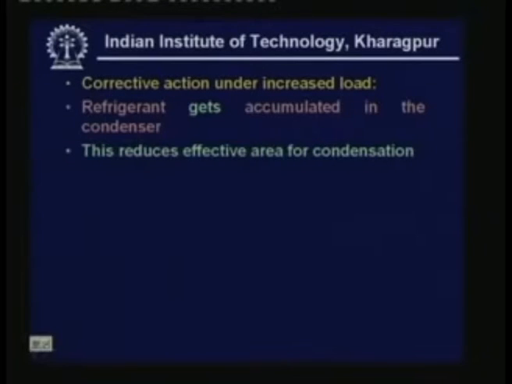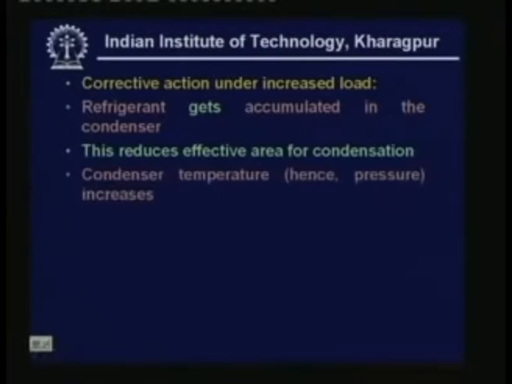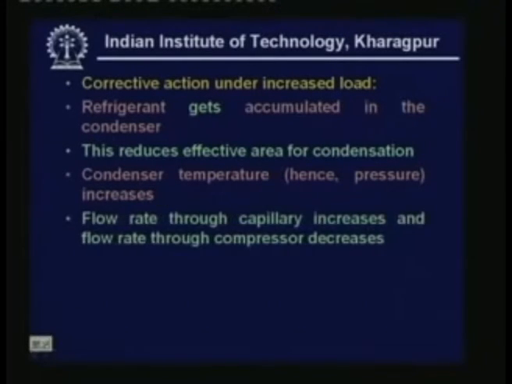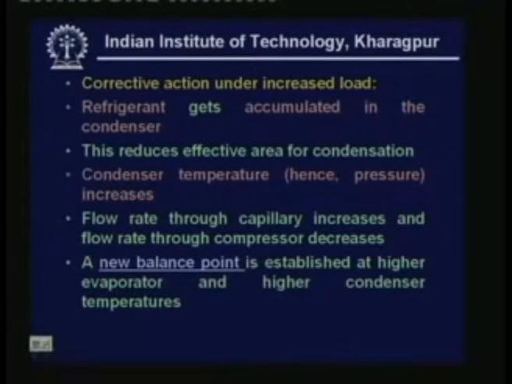Once refrigerant gets accumulated in the condenser, effective area for condensation reduces. As a result, condenser temperature and pressure increases. Once the condenser temperature and pressure increases, flow rate through capillary increases and flow rate through compressor decreases. Okay, so this is the corrective action. And a new balance point is established at higher evaporator and higher condenser temperatures. So let me show this.